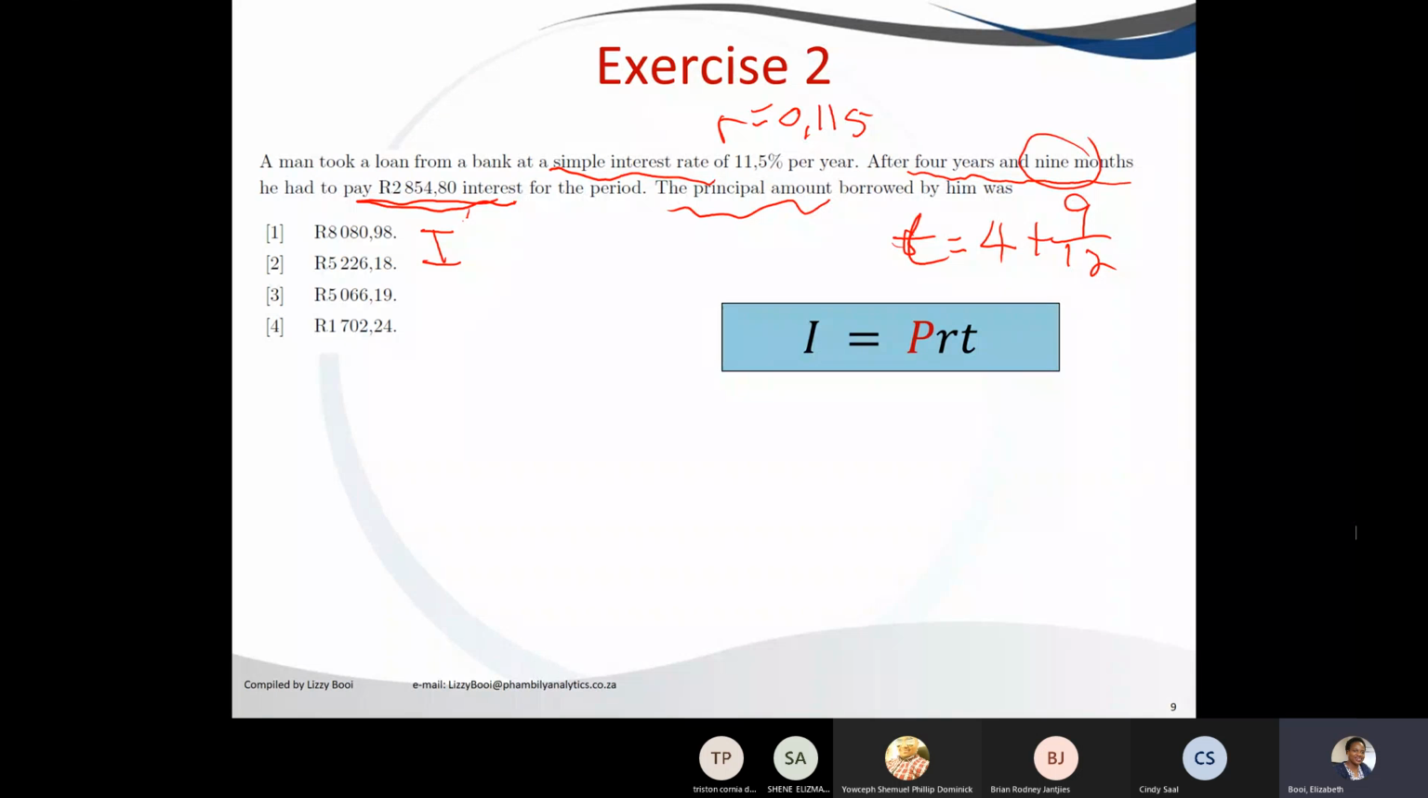Are you guys winning? Do you have an answer?